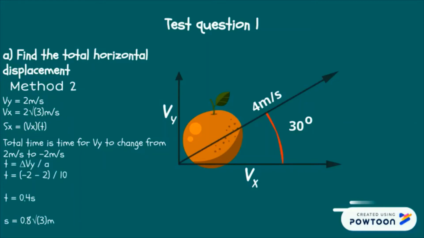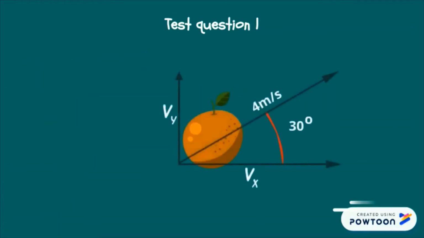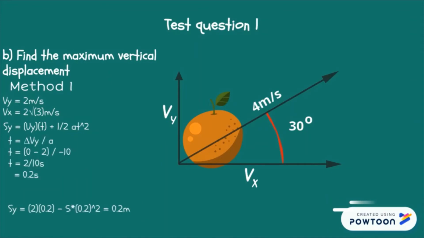And we can multiply this by the horizontal velocity, 2 square root 3 meters per second, and we can find the total horizontal displacement, which is 0.8 square root 3 meters. The second part to this question requires us to find the maximum vertical displacement of the orange. The first variable we'll need to find is the time taken for the orange to reach its highest point. In our first approach, we can equate the time taken for the orange to reach its highest point to be t.